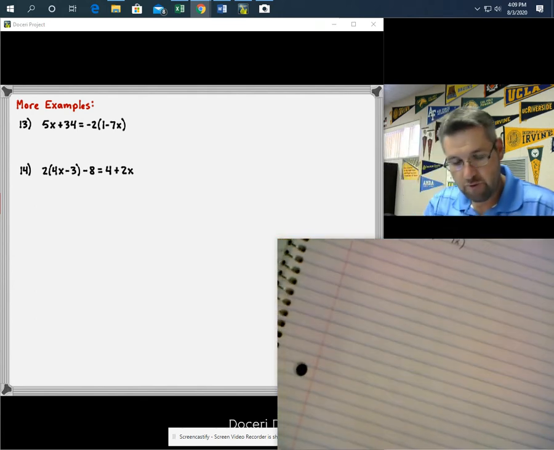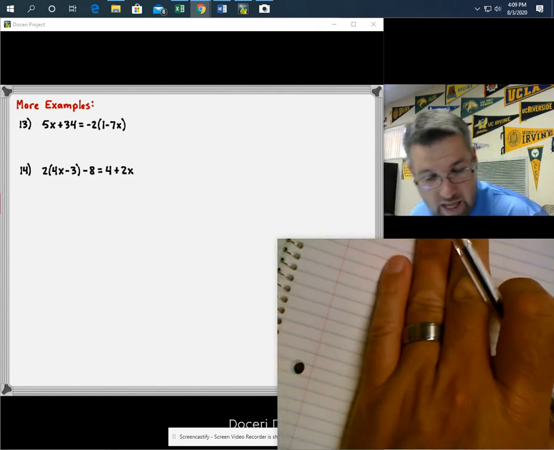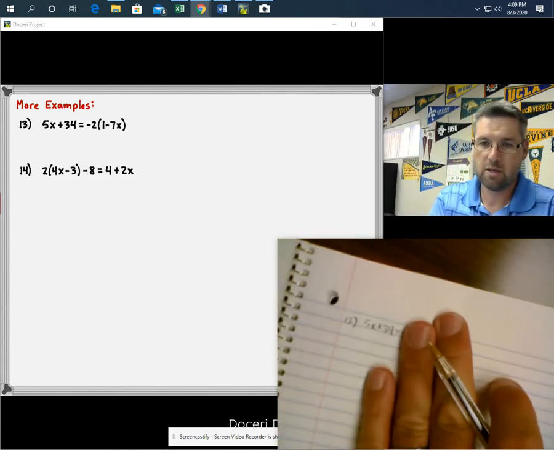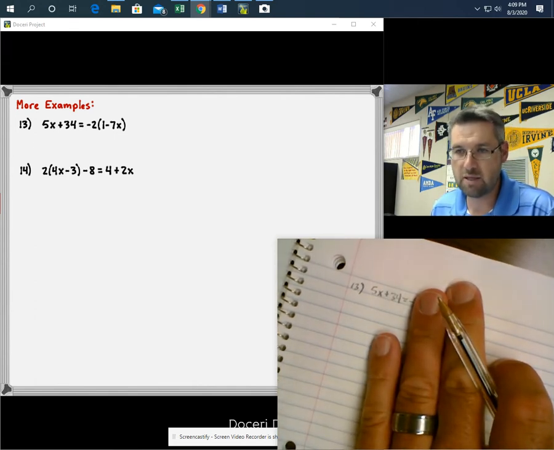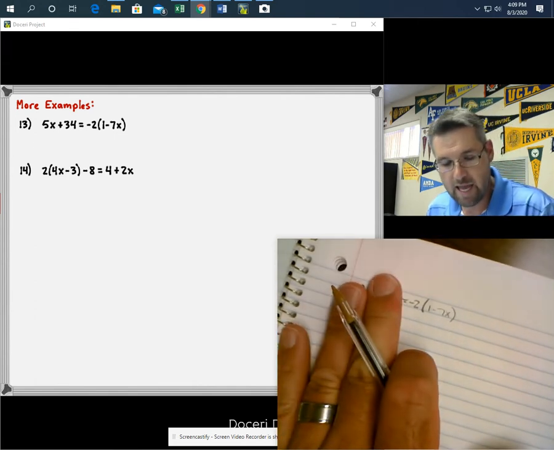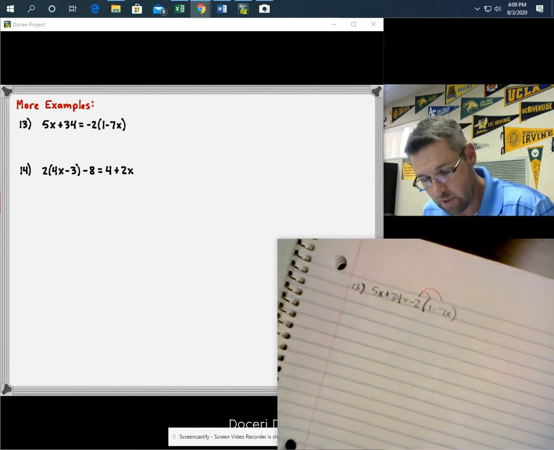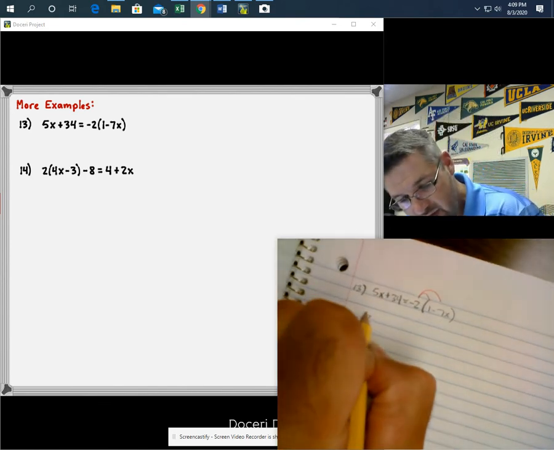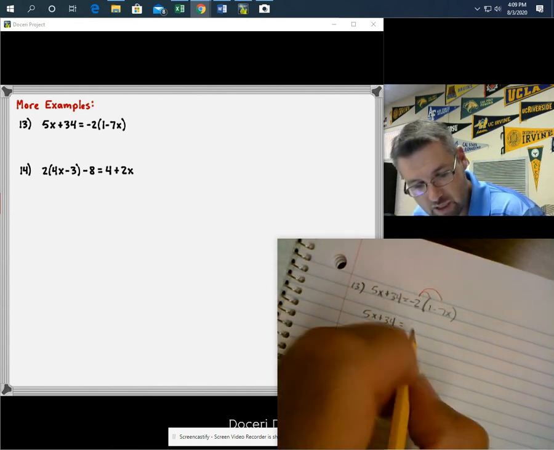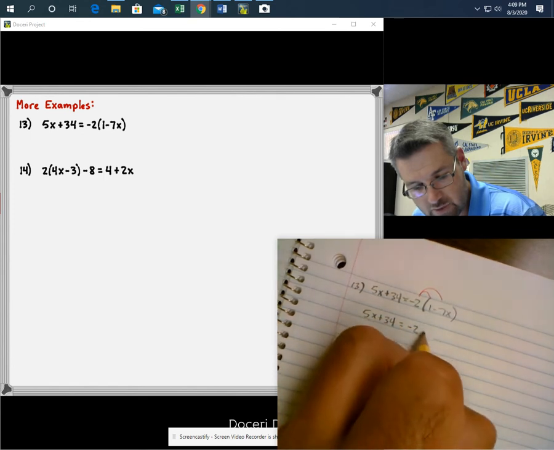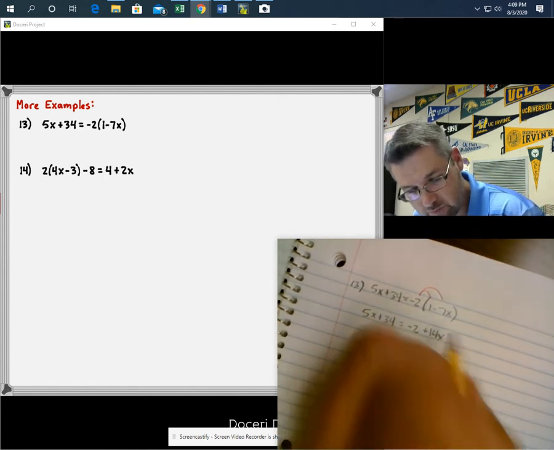All right, first thing we have to do is distribute and combine like terms. On the left-hand side, there's nothing to combine and there's nothing to distribute. On the right-hand side, there is something to do. We have to distribute. So we end up with 5x plus 34 equals, well, negative 2 times 1 is negative 2, and negative 2 times negative 7x is plus 14x.